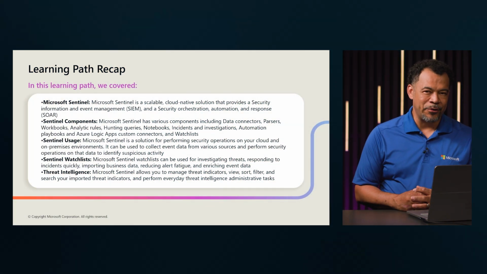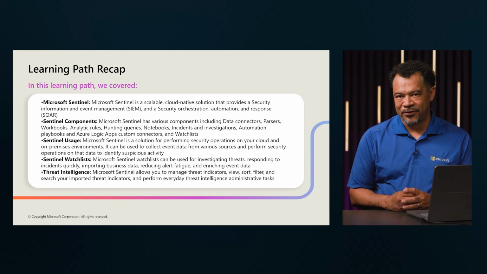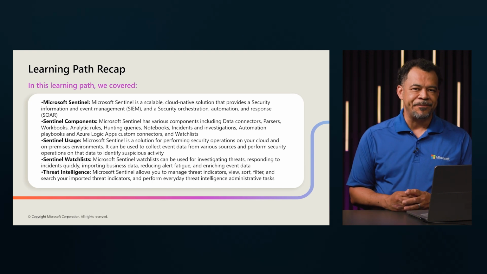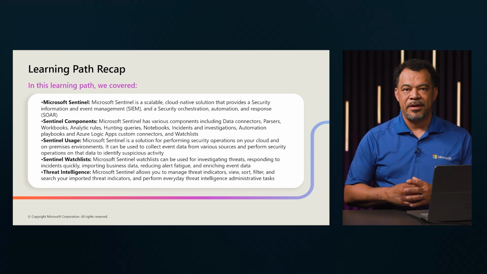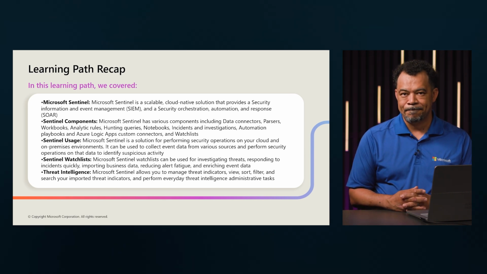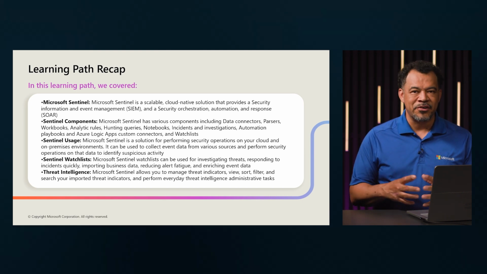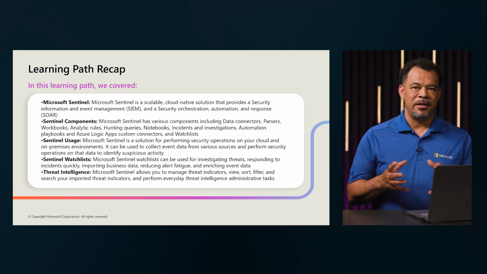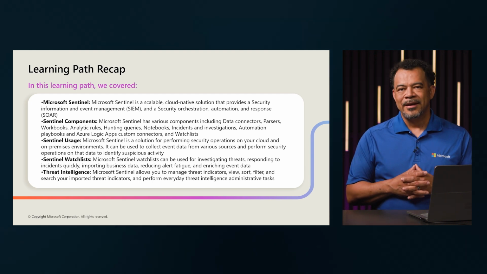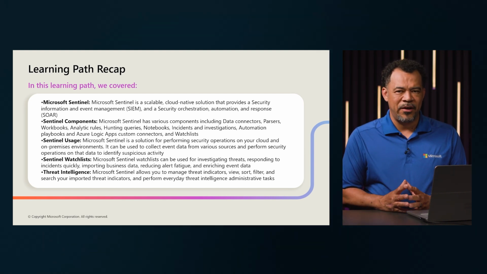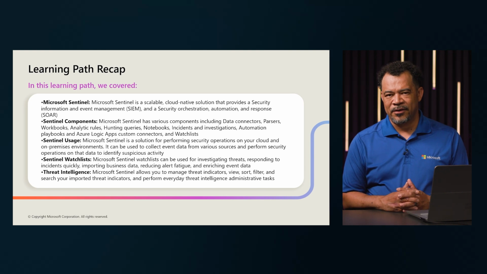In conclusion, in this learning path, we covered Microsoft Sentinel. We talked about Microsoft Sentinel as a scalable cloud-native solution that provides security information and event management and security orchestration and automated response capability. We talked about Sentinel components. Microsoft Sentinel has various components, including data connectors, parsers, workbooks, analytics rules, hunting queries, notebooks, incidents, investigations. There's automation rules and a lot of other things, including watch lists as part of this.